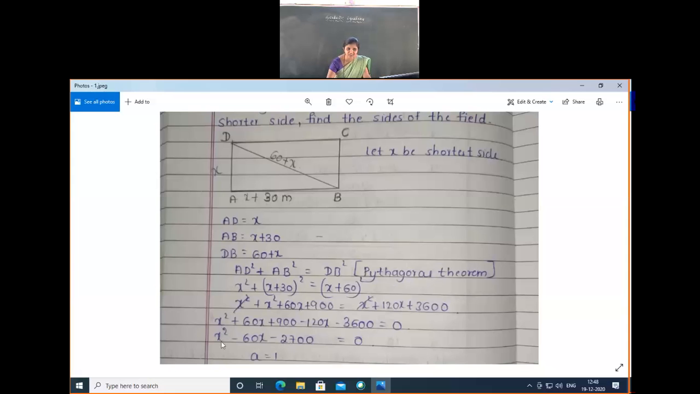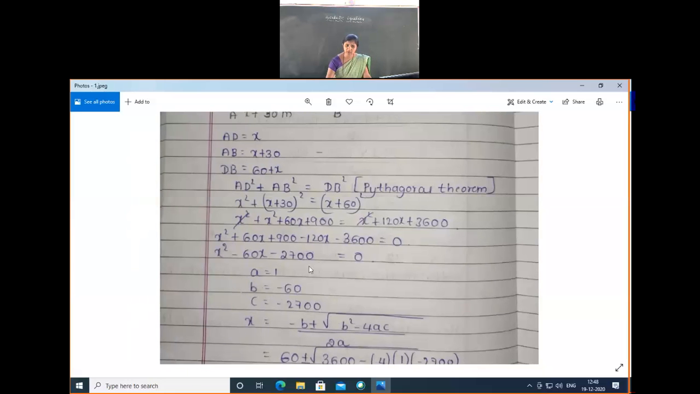Got the quadratic equation now? Yes, x square minus 60x minus 2700 is equal to 0. Now using the quadratic formula, you have to find the value of x, that is the shortest side.